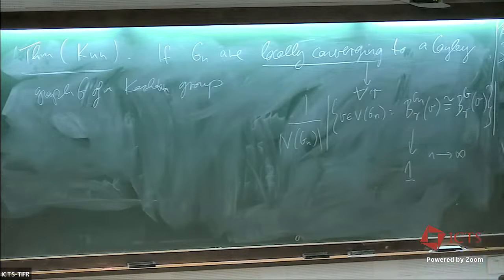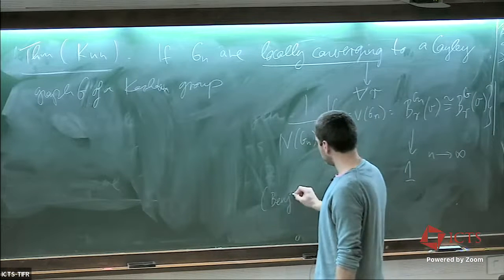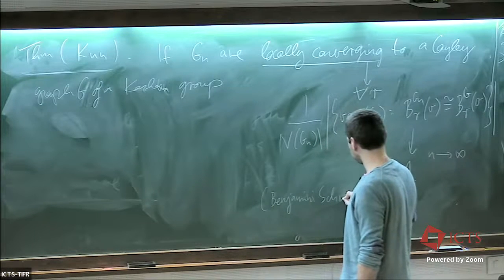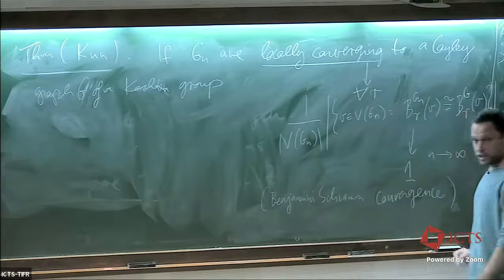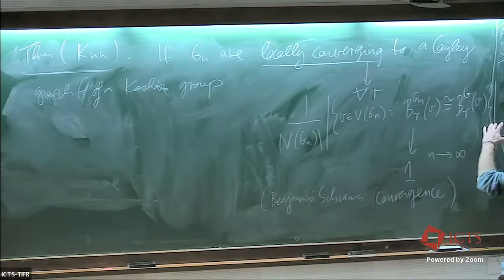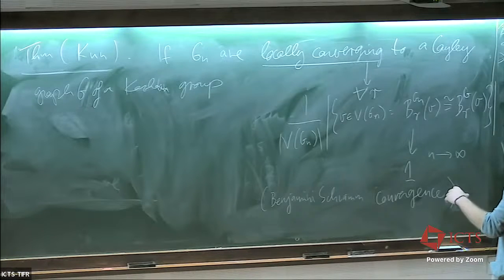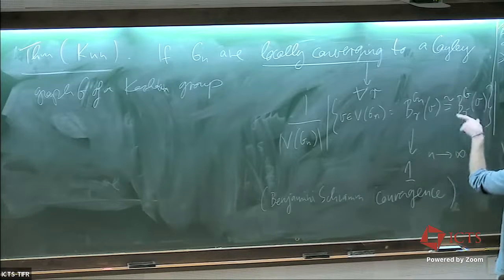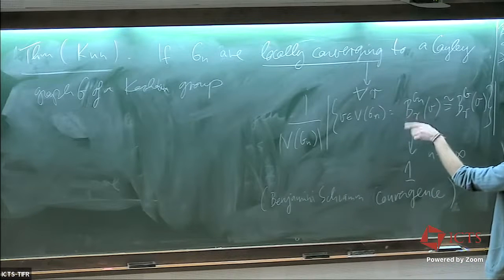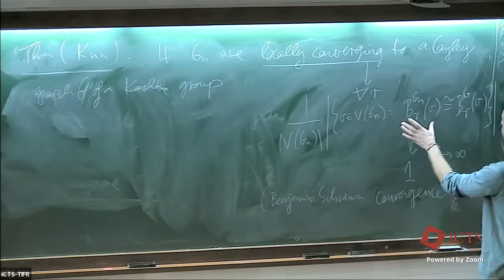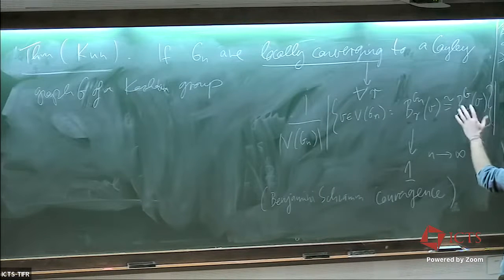Okay, so this actually has a name. It's called Benjamini-Schramm convergence. Benjamini-Schramm convergence is more general than that: you can also converge not to a transitive graph, but to a random rooted graph. So it's a random graph with a root, and you want that if you take a uniform random root in your finite graph, then the distribution on the r-neighborhood converges to the distribution in your rooted random graph. That would be the general one, but when the limit is a transitive graph, it's easier to say.